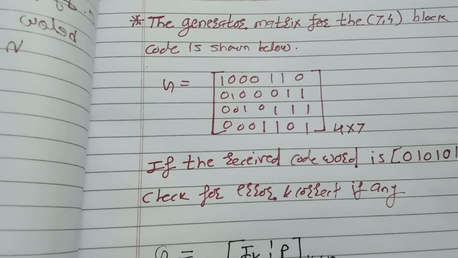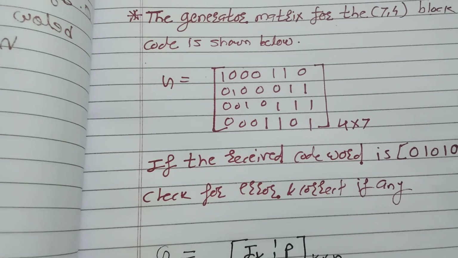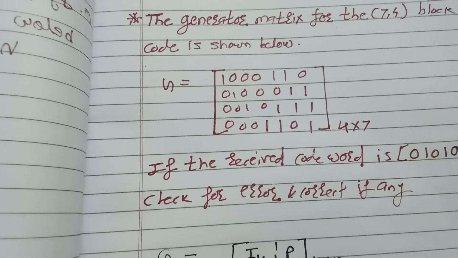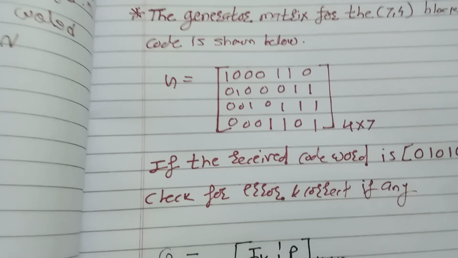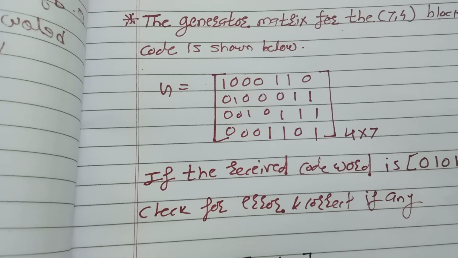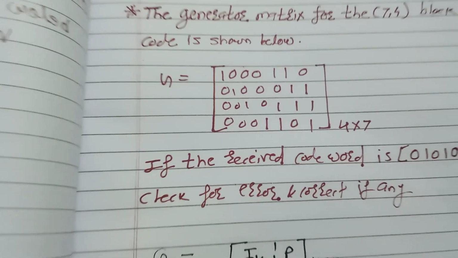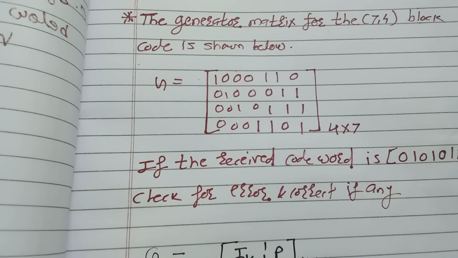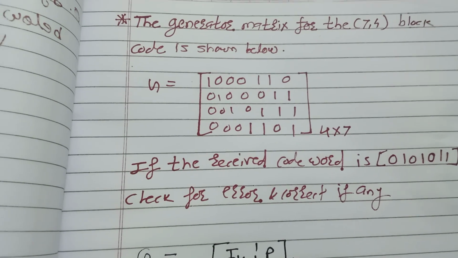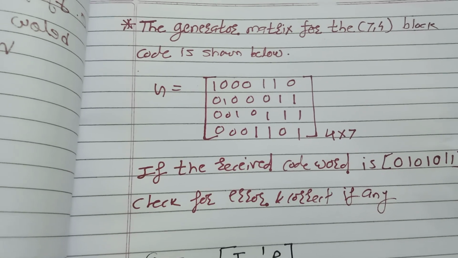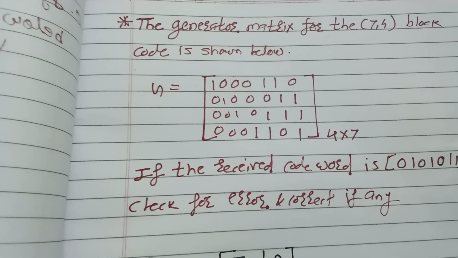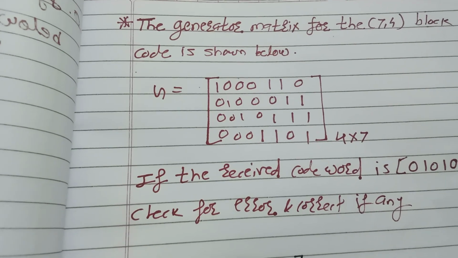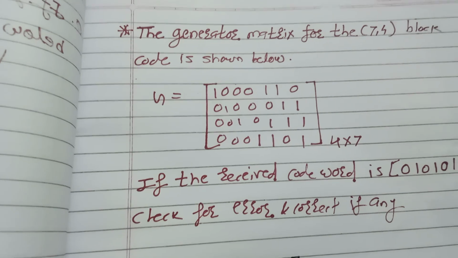So let us see the problem on decoding of linear block code. In such problems they give you either the generator matrix or the parity check matrix. Here in this problem they have given you the generator matrix and also the received code word, and you have to check whether this received code word is in error or not. If it is in error, then you have to correct it. And one thing is that you will get the problems with 1 bit error only.